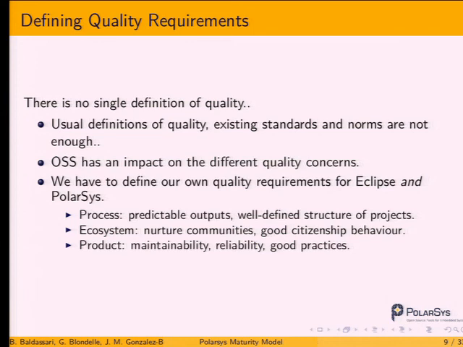What we found was 3 main characteristics, which are the process, the ecosystem, and the products. For the process, we want predictable outputs, we want a well-defined structure for the projects. For the ecosystem, the Eclipse way of life says that you have 3 communities, you have to nurture them, you need to have a good citizenship behavior. And as for the products, which is quite more common, we need to be maintainable, which is true for every open source project. We need to be reliable, and we want to enforce good practices.